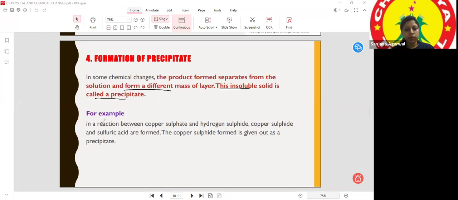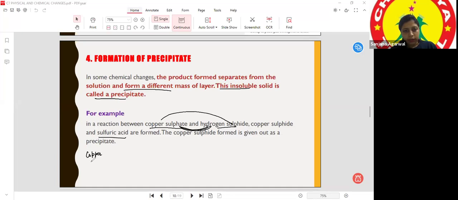So in the reaction between copper sulfate and hydrogen sulfide, we get copper sulfide and sulfuric acid, combining sulfate and hydrogen, sulfur and hydrogen, sulfuric acid is obtained. The copper sulfide formed is given out as a precipitate. So you can simply write the reaction in this way.